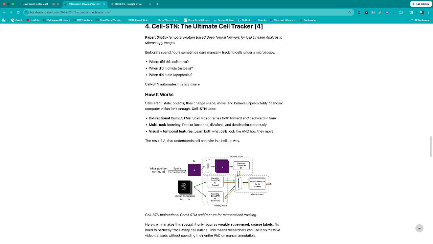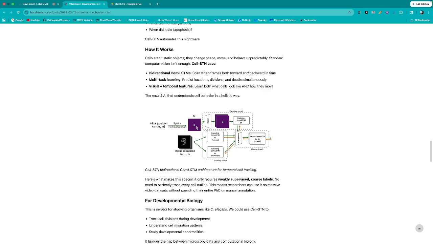Cell STM uses bidirectional convolutional LSTMs, or ConvLSTMs. This scans video frames both forward and backwards in time. We have multitask learning, which predicts the locations, divisions, and deaths of cells simultaneously. And then visual plus temporal features, learning both what cells look like and how they move. And so this is where we get an AI that understands cell behavior in a holistic way.